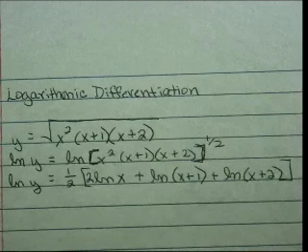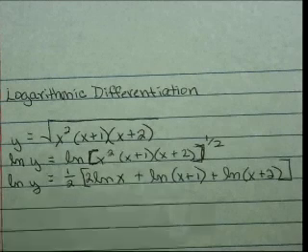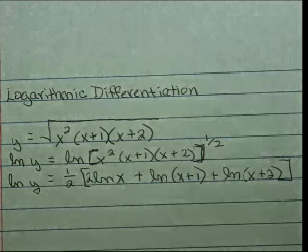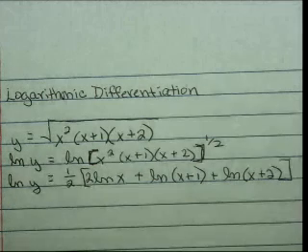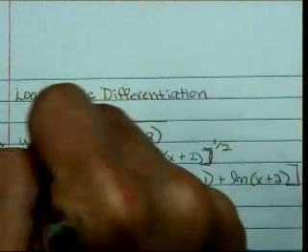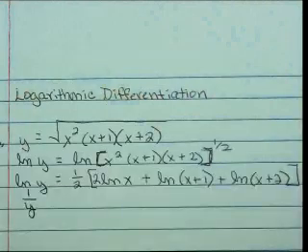Here comes the calculus. What's the derivative on the left-hand side? What's the derivative of natural log of y with respect to x? The derivative of natural log of ugly is 1 over ugly times the derivative of the ugly.